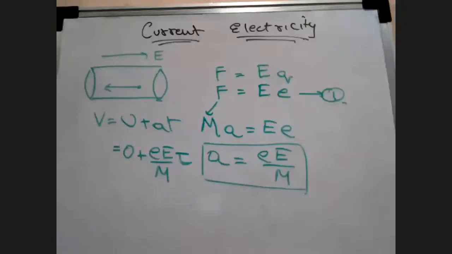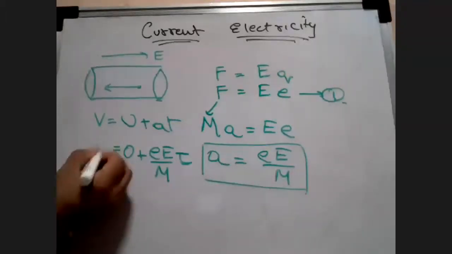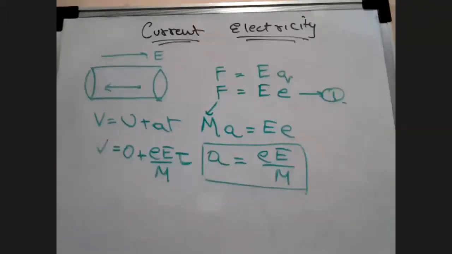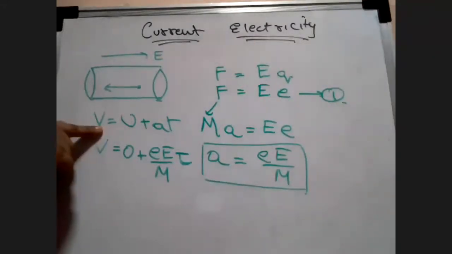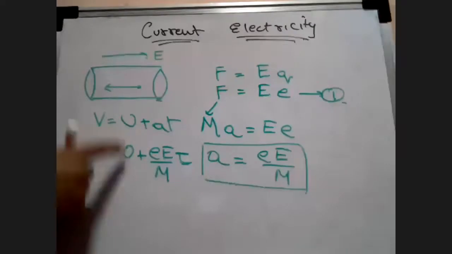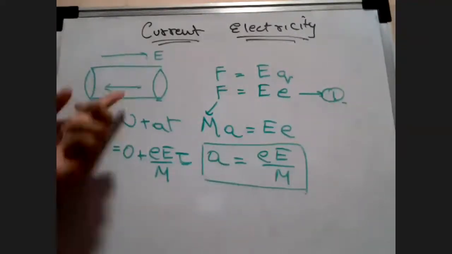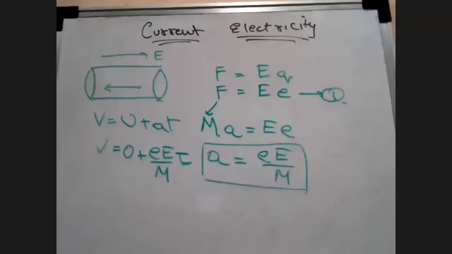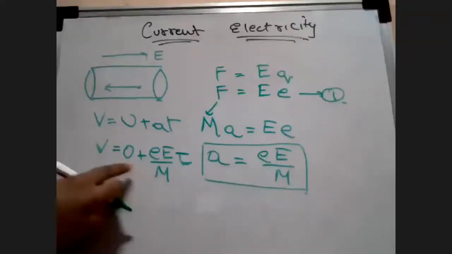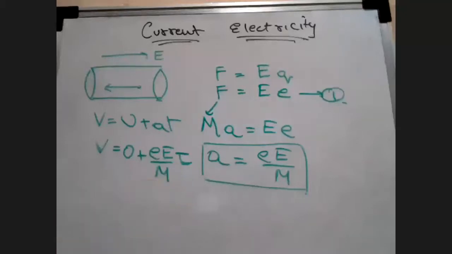Then I said, I want to find out what is going to be the velocity. Okay, I know acceleration. I want to find out what is velocity. So I applied this formula, V is equal to U plus AT. This is from 11th standard. You remember this? Yes, sir. Take U as 0. Of course, the electron will have some initial velocity, but we'll consider that to be 0. So in that case, what will happen? Velocity becomes small e times E tau upon M.